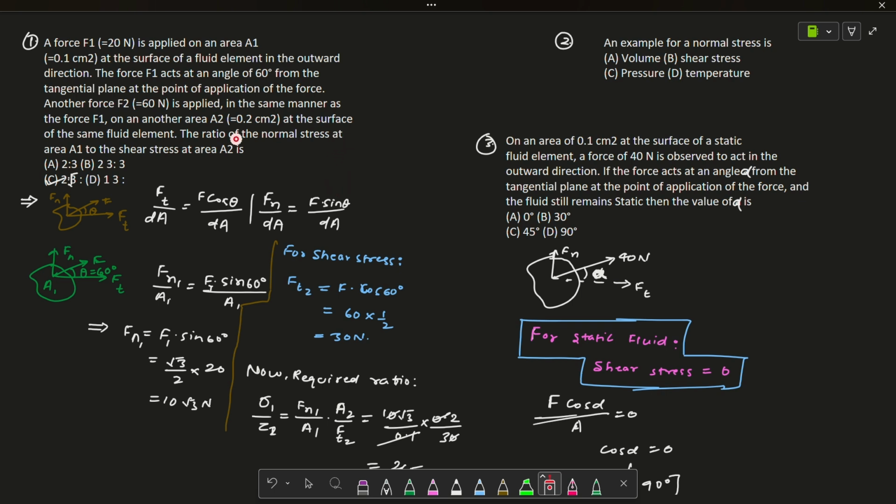The question asks for the ratio of the normal stress at area A1 to the shear stress at area A2. In the previous point I told you that I will discuss what normal stress and shear stress are for a fluid element.